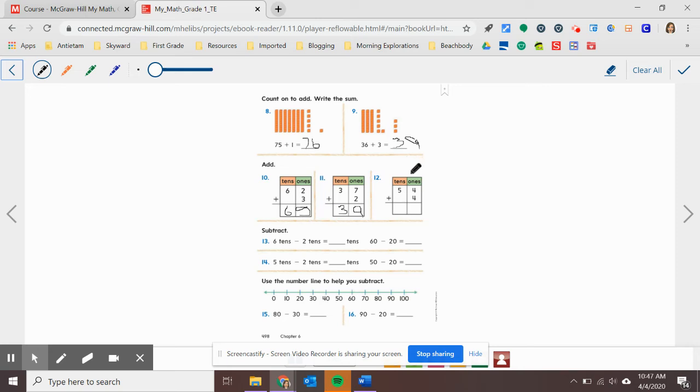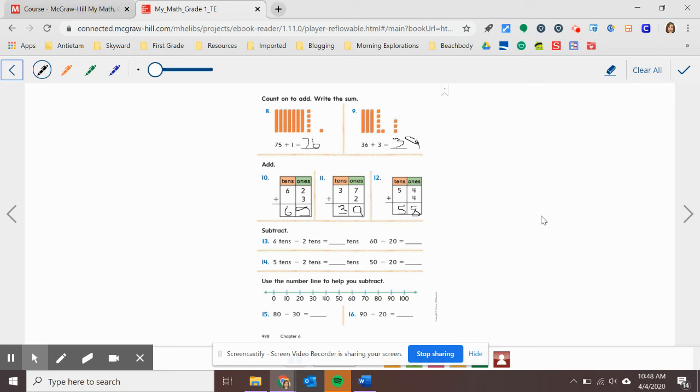And then we'll move on to number 12. I always start on that. Yep, you remember, ones side. So now I have 4 plus 4 more equals what? Oh, this is one of our double spots. 4 plus 4 equals 8. Then I can come over to my 10 side and I have 5 plus no other number. 5 plus nothing else equals 5. So 54 plus 4 more equals 58.